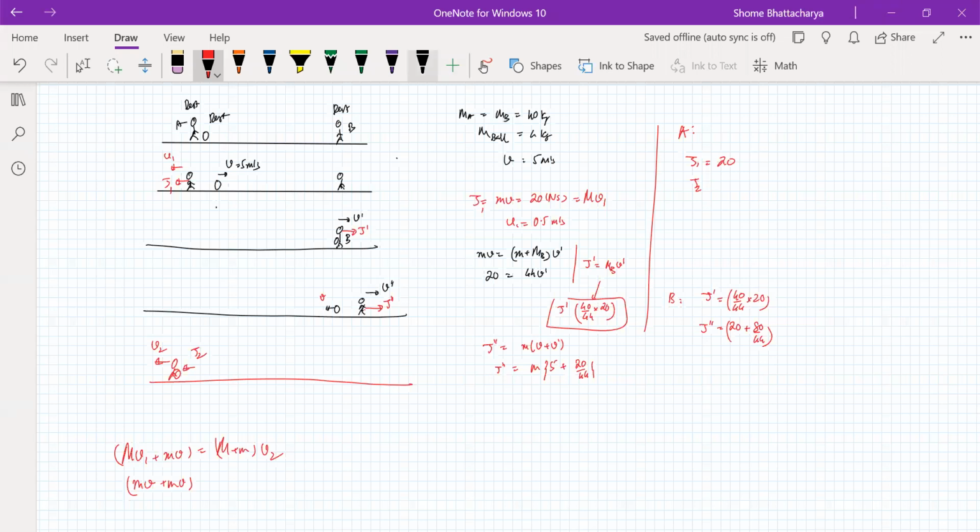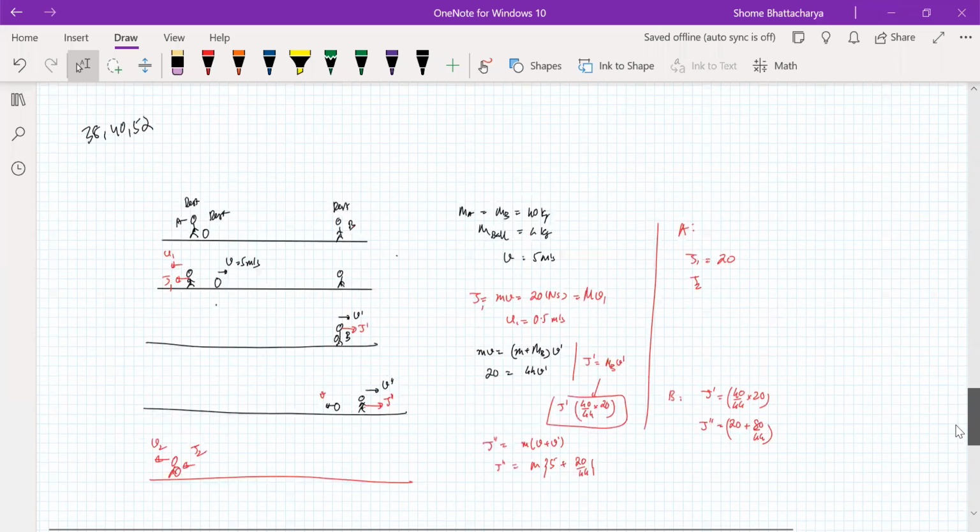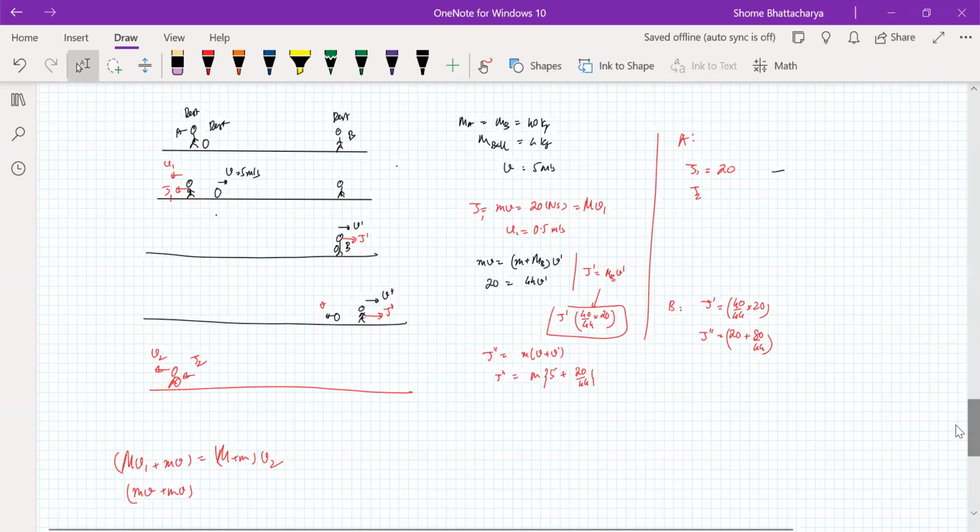Okay, give it a try from this point. I'm not able to visualize why a pattern will be formed. Okay, let's see that now. We have to continue that series. Let's calculate V1, how much it was after the first time A threw the ball. It was 0.5. Now how much will V2 be? Let's do this calculation. This is 20 plus 20, 40 divided by 44.